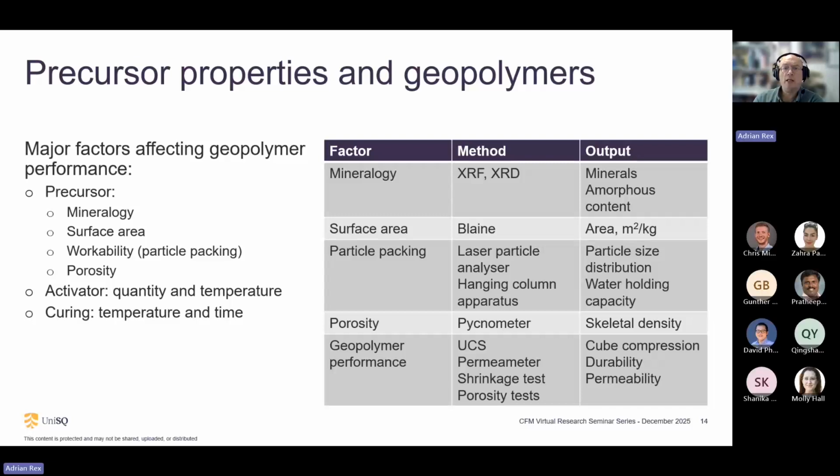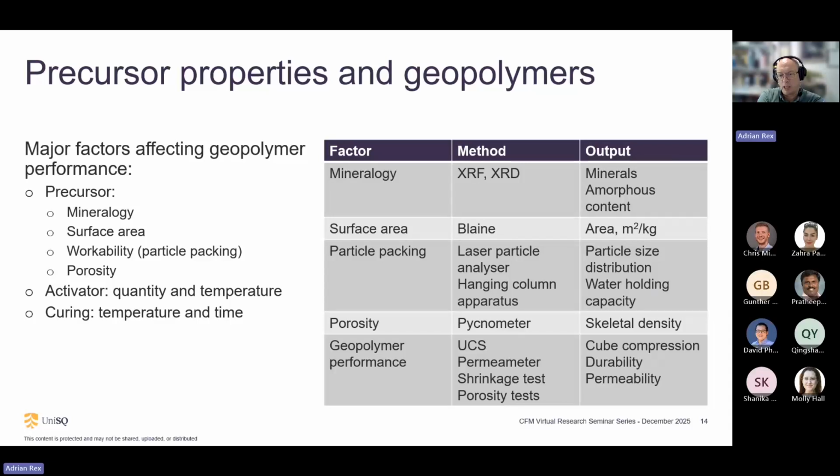So let's look at the major factors affecting geopolymer performance. We have a precursor, or the fly ash. The properties are affected by the mineralogy, the surface area available for reaction, the workability, which is a function of particle size distribution, particle packing, and the porosity. We've got the activator, the alkali activator, and here we can control the chemistry of the activator and the temperature.